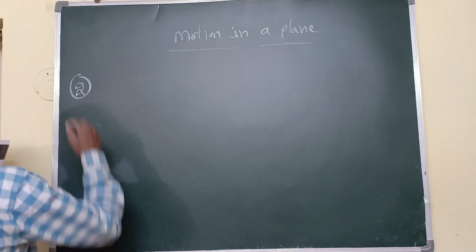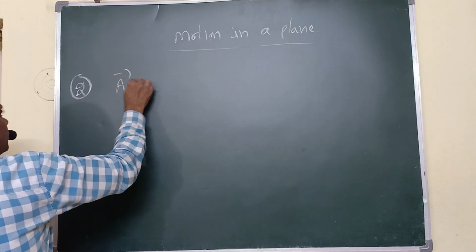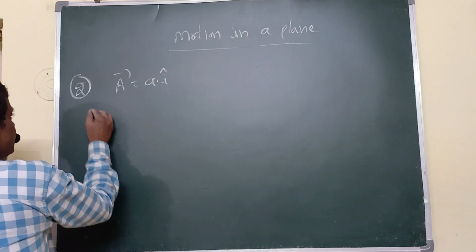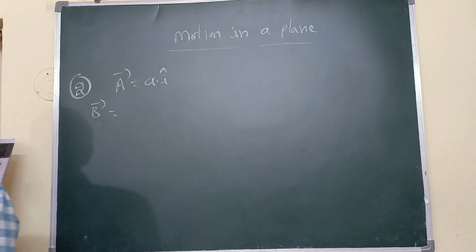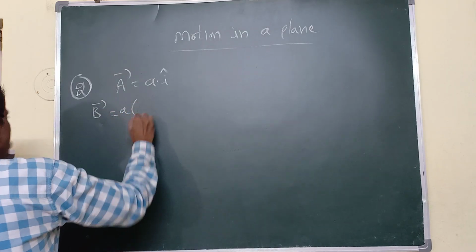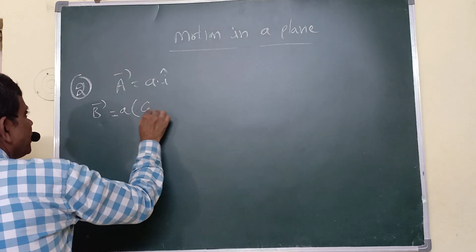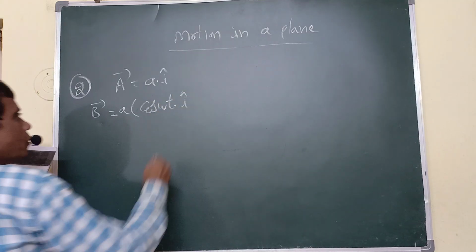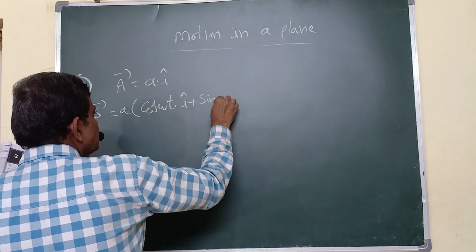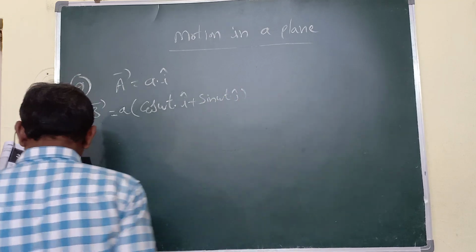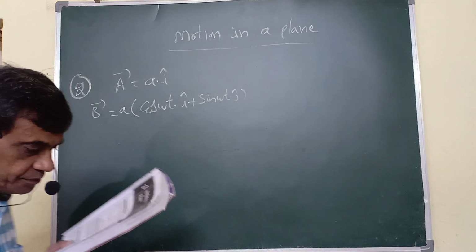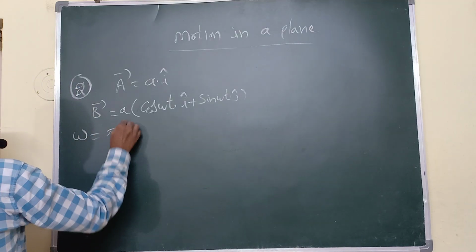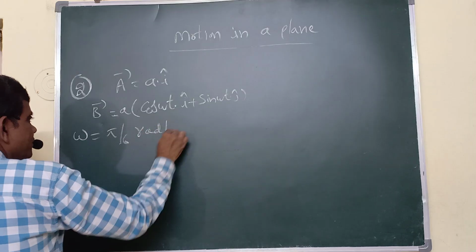A equals A into i, and B equals A into cos omega t i plus sin omega t j, where A is the constant and omega equals pi by 6 radian per second.